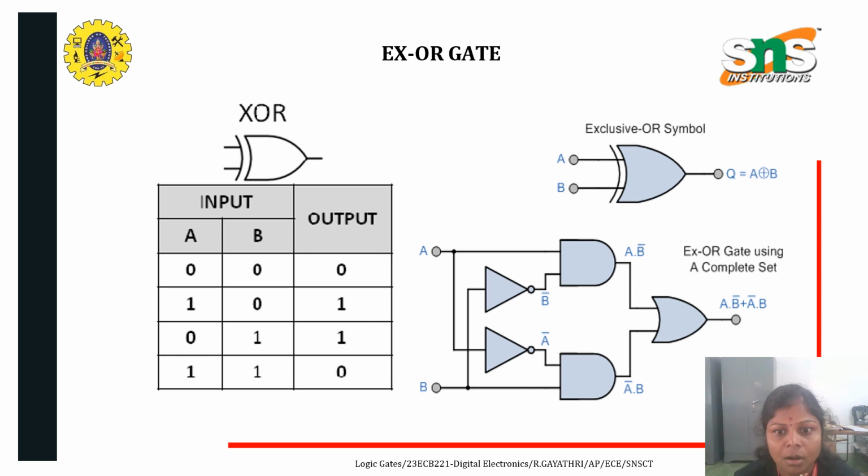Then the XOR logic gate, the exclusive OR operation, is performed in the XOR logic gate. Input 0 0, the output will be 0. When the input is 1 0, the output will be 1. When the input is 0 1, the output will be 1. When the input is 1 1, the output will be 0.